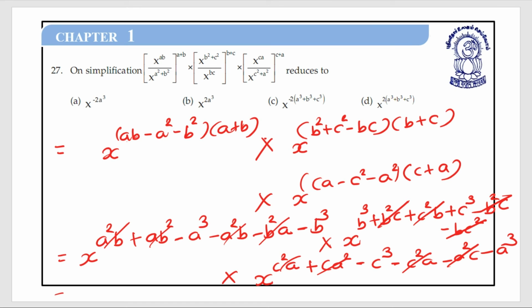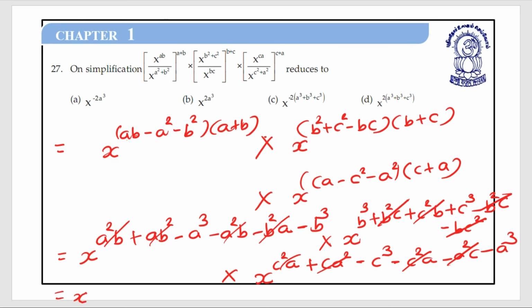So x raised to minus a cube minus b cube plus b cube plus c cube minus c cube minus a cube.